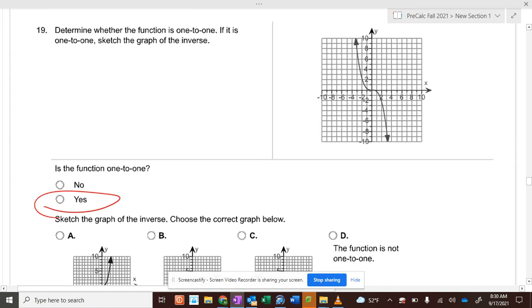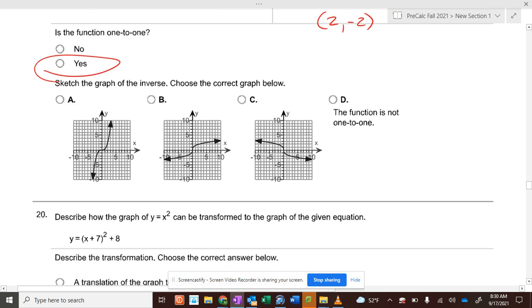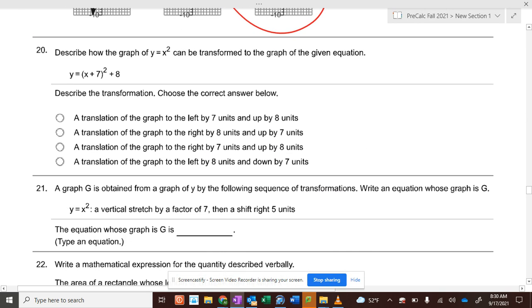Because if you just do the points, negative 2, 2 is that point. If you switch them around, you get 2, negative 2. Which graph has 2, negative 2? Well, it's this one. All right. From here to here, what did we do? What does this plus 7 move? Left 7. What does this do? Up 8. So it's A.